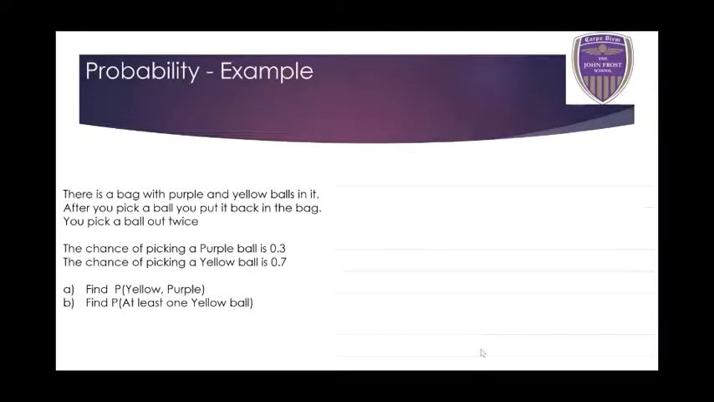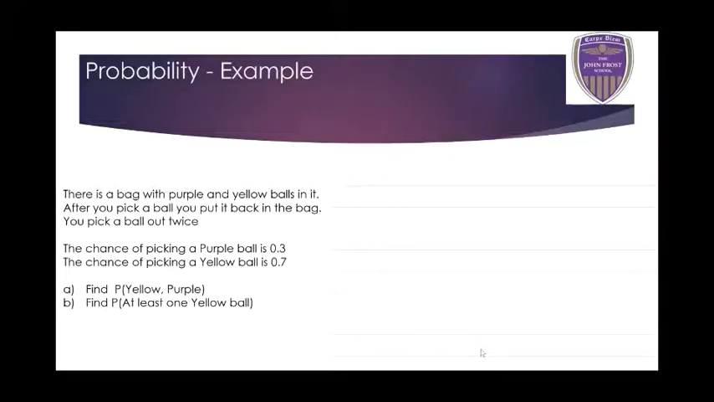Okay, so on the next example now. There is a bag with purple and yellow balls in it. After you pick a ball, you put it back in the bag. You pick a ball up twice. The chance of picking up a purple ball is 0.3, and the chance of picking up a yellow ball is 0.7. Find the probability of yellow then purple. And then we're going to find at least one yellow ball.